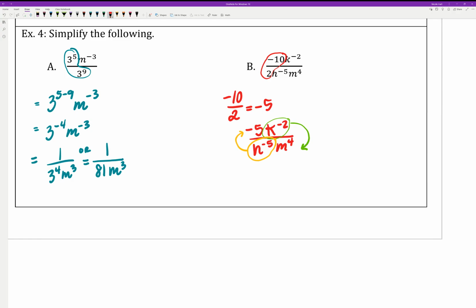So when we do this switching around, we end up with negative 5 on top, h to the power of 5. And then on the bottom, we have k to the power of 2 and m to the power of 4. So again, once they change locations, the negative for the exponent goes away. Now you could technically switch k and m in their position in terms of left and right on the bottom. We try to keep it in alphabetical order just so it's organized. So please try to do the same.